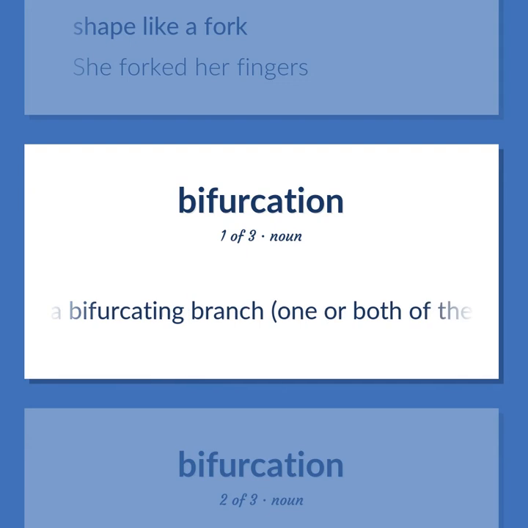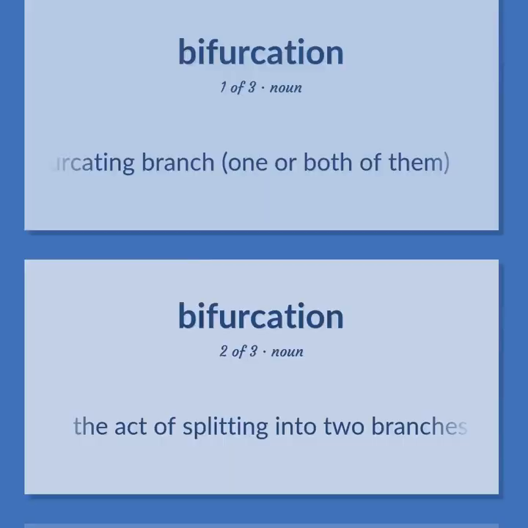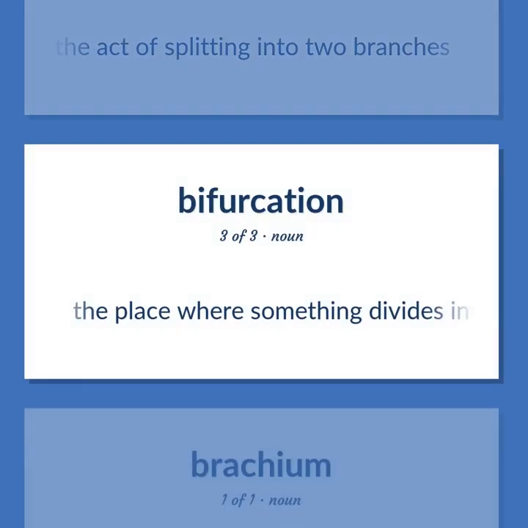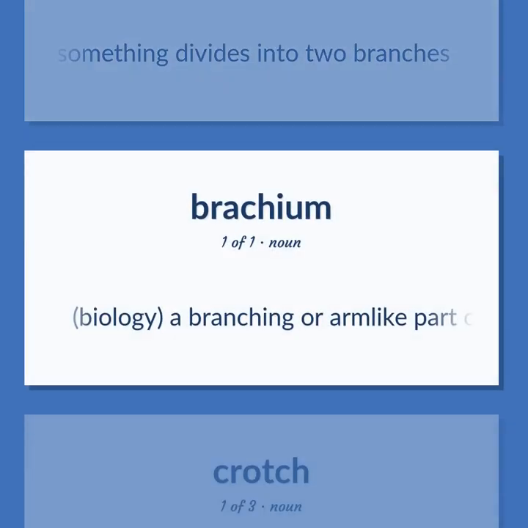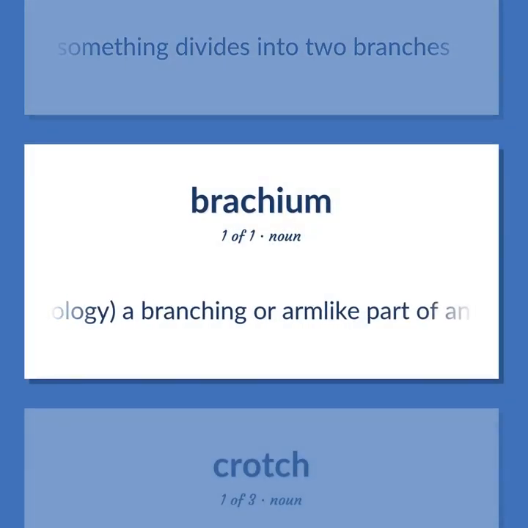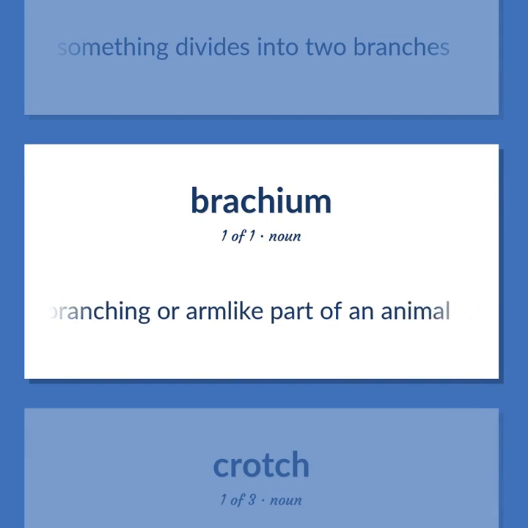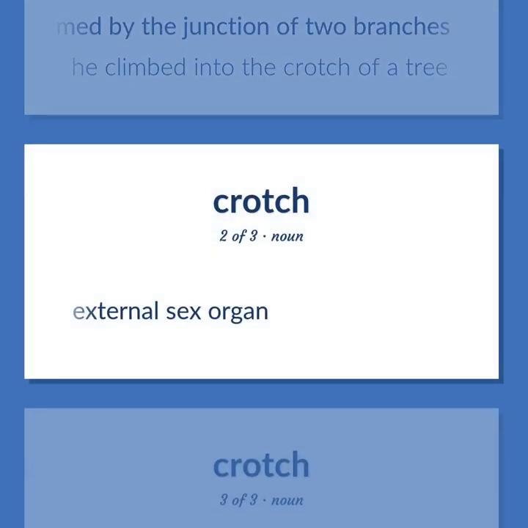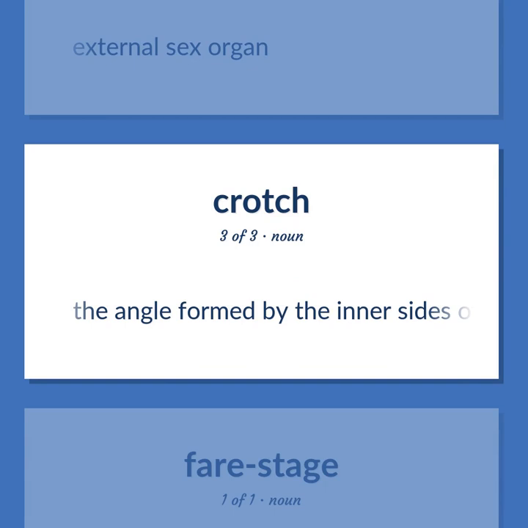A bifurcating branch, one or both of them. The act of splitting into two branches. The place where something divides into two branches. Biology, a branching or arm-like part of an animal. The region of the angle formed by the junction of two branches. He climbed into the crotch of a tree. External sex organ. The angle formed by the inner sides of the legs where they join the human trunk.